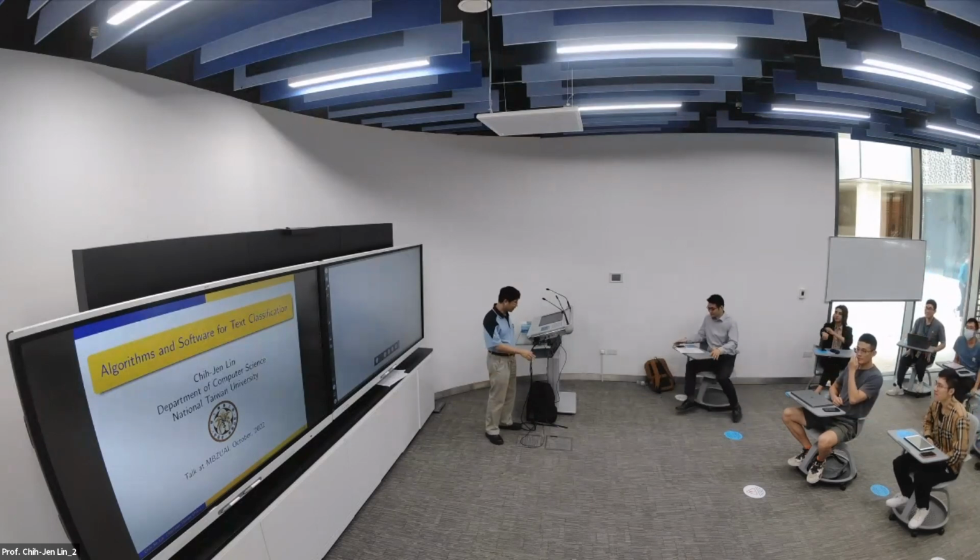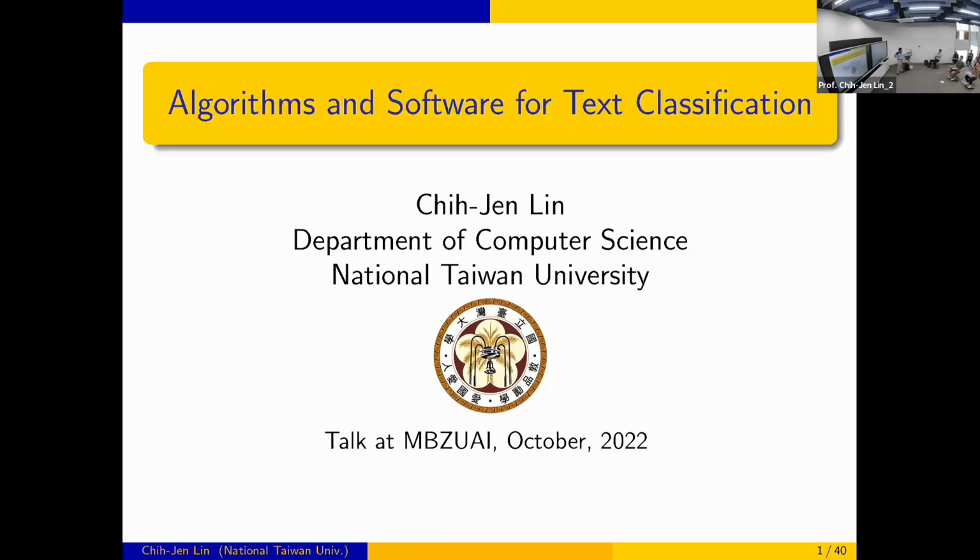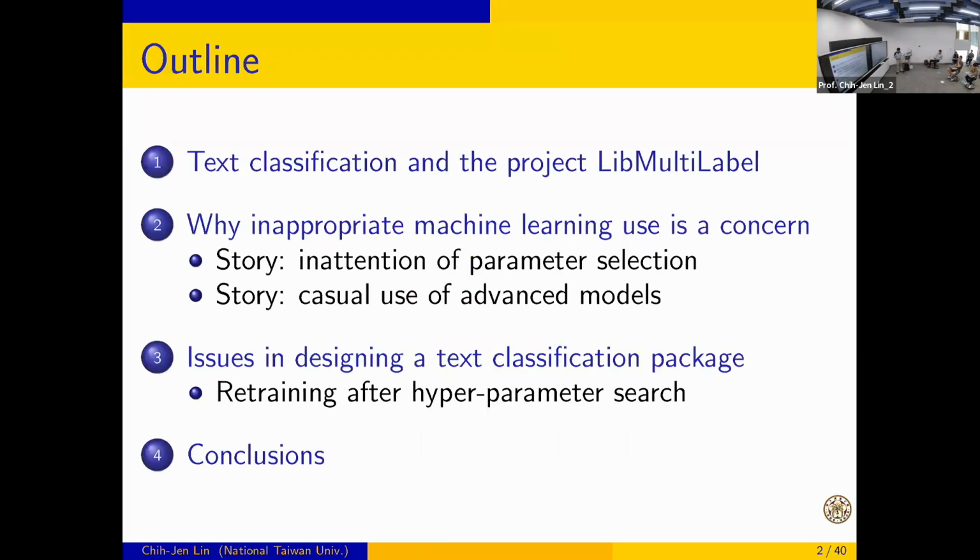Well, thank you all. It's my pleasure to be here. Today I'm going to give you a talk about our recent work on text classification. The title of my talk is Algorithms and Software for Text Classification. I'm from National Taiwan University. Here's the outline of the talk. First, we will give a brief introduction about text classification and also the software package that we are currently working on, called LibMultiLabel.